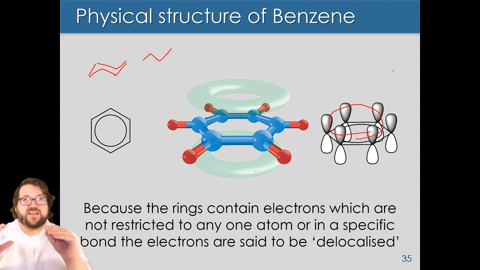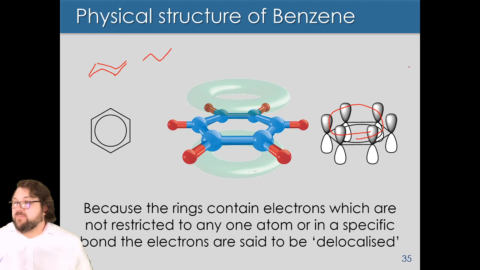But arenes are flat rings, and they're flat because of the overlap of all the electrons in the p orbitals there. The electrons are said to be delocalized. They don't belong to any one carbon. All 6 belong to all 6 atoms.